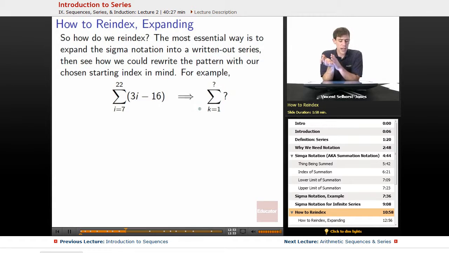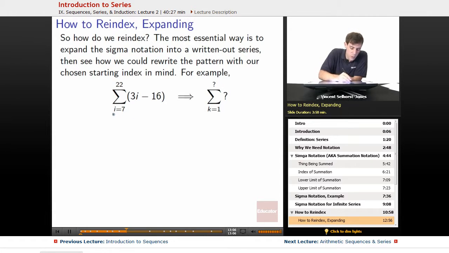Right. So how do we actually reindex? The most essential way is to expand the sigma notation into a written out series, then see how we could rewrite the pattern with our chosen starting index in mind. So for example, if we want to go from i equals 7 to k equals 1, we can start off by expanding it. A series is just a shorthand way of writing out something plus something plus something dot dot dot plus something, and even that's a shorthand way of writing out every single term. So we can expand it into that format.